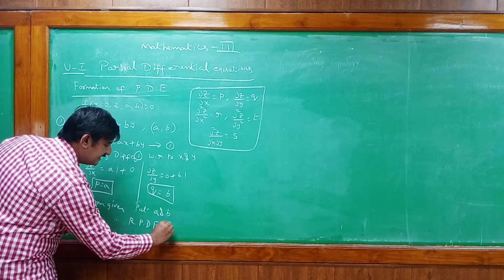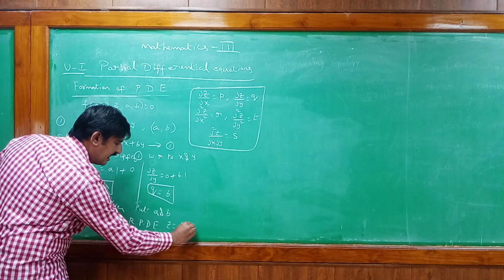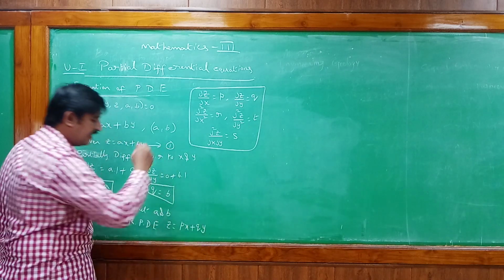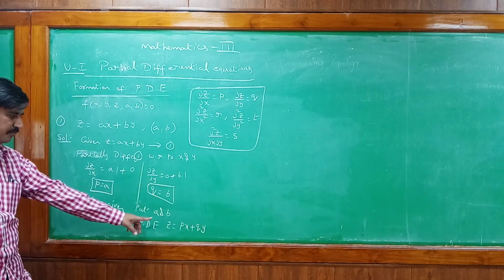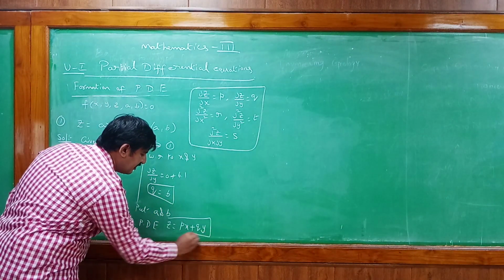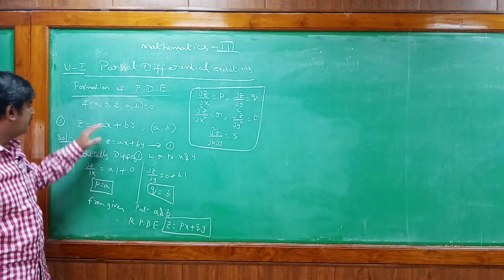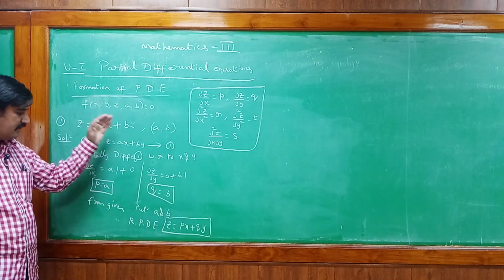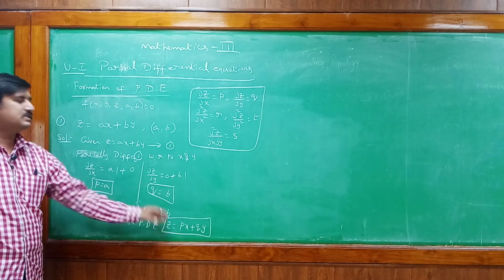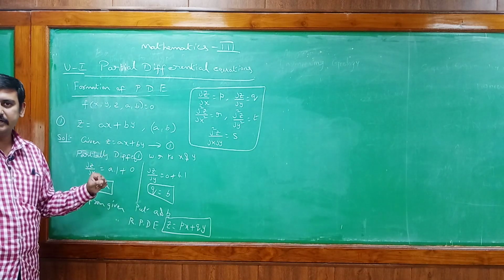So therefore the required PDE: what I get here? Z is equal to, in place of a I write p, in place of b I write q. So z is equal to px plus qy. This is our partial differential equation. So we converted the given equation into a partial differential equation by eliminating arbitrary constants.